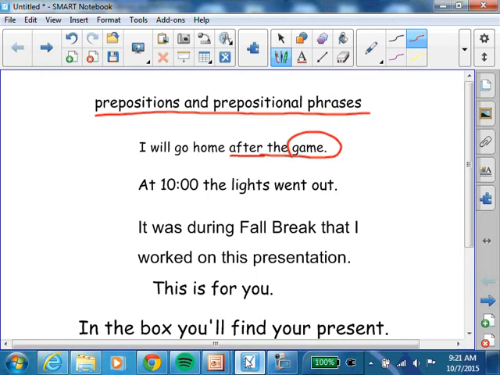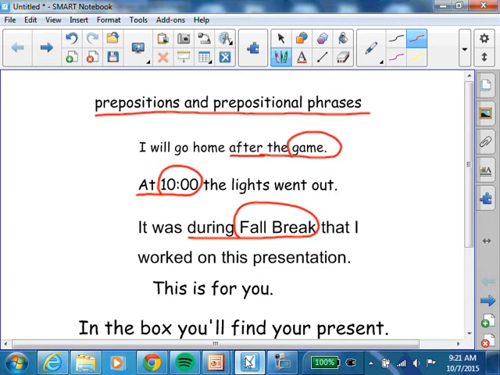Next sentence: At 10 o'clock, the lights went out. Here, the prepositional phrase is beginning the sentence. The preposition is at, and the object of the preposition is a time expression, 10 o'clock. Next sentence: It was during fall break that I worked on this presentation. And the preposition in this sentence is during, and the object of the preposition is the compound noun, fall break.